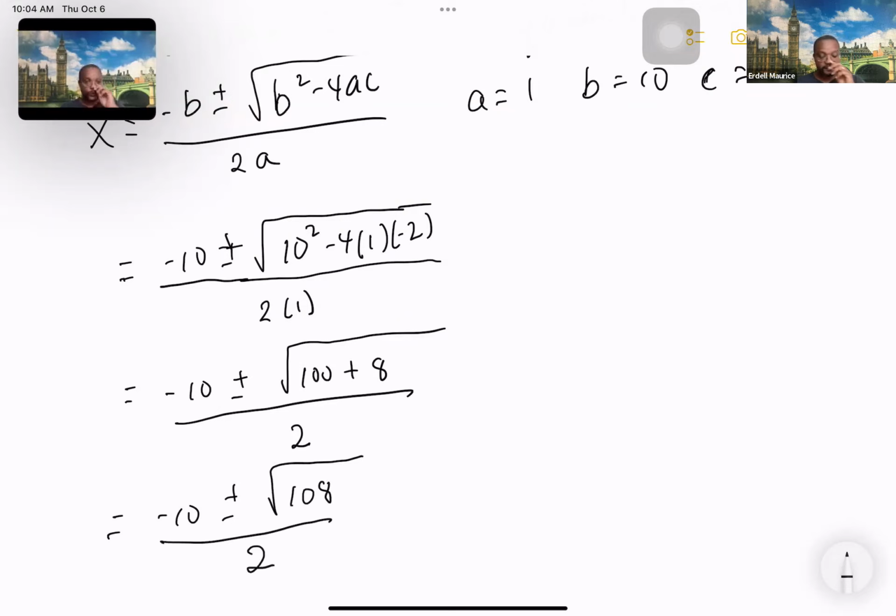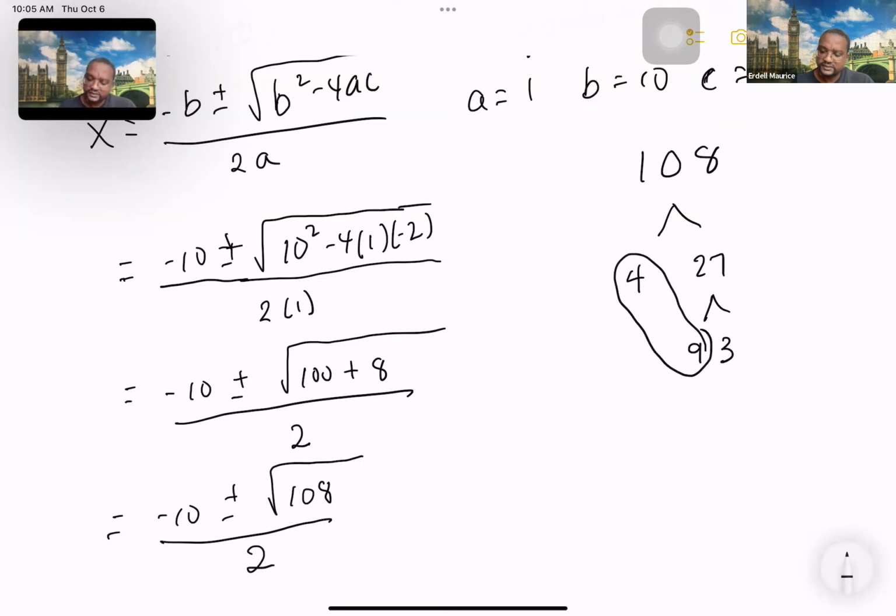Sheesh, man. Who comes up with these things? Now, 108, I need to simplify that. That is 4 times 27. But 27 is 9 times 3, right? 9 times 3. So what's 4 times 9? 4 times 9 is 36. That means 108 is 36 times 3. Didn't see that coming.